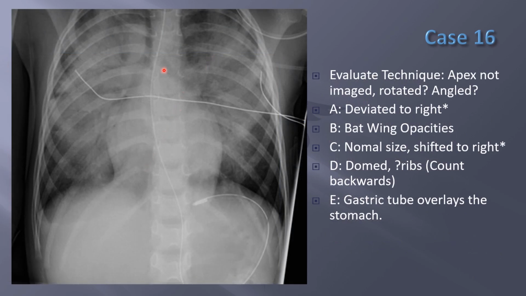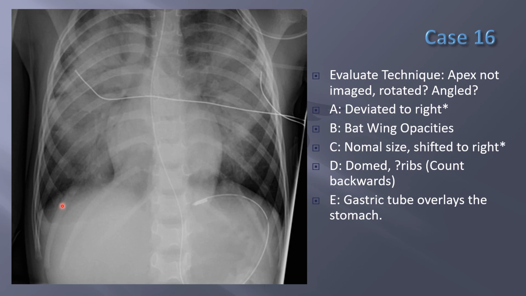Technique-wise, you can see the thoracic spine through the cardiac silhouette. Can't really see the top, you see the rotation. The trachea is a little bit over here, and the heart margin's a little bit on the right side, so I would imagine we're probably rotated. But this is just an example of a gastric tube placement.